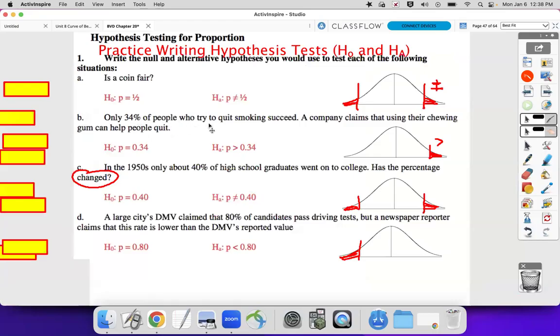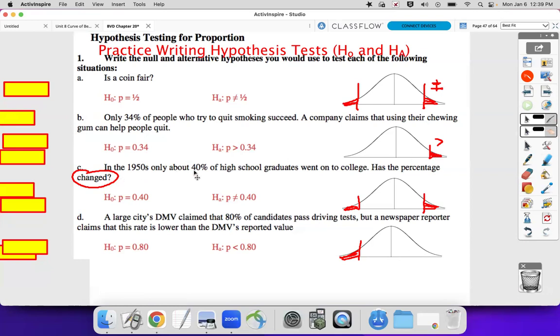Only 34% of people who try to quit smoking succeed. A company claims that using their chewing gum can help people quit. So if 34% is what we believe succeed, then we want their rate to be greater than 34. And the greater than symbol is always in the higher tail.